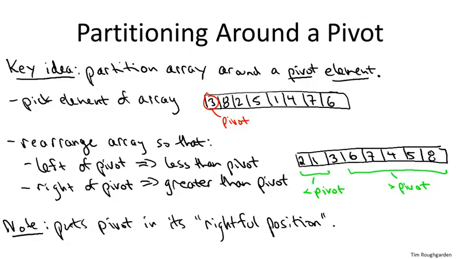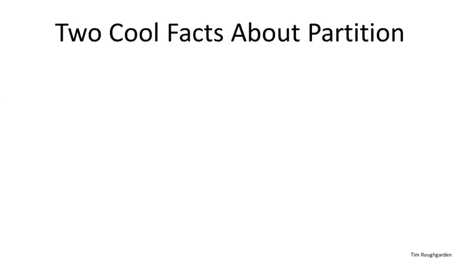You'll notice in the example, we chose as the pivot the third largest element, and it does indeed wind up in the third position of the array. So more generally, where should the pivot be in the final sorted version? Well, it should be to the right of everything less than it. It should be to the left of everything bigger than it, and that's exactly what partitioning does by definition.